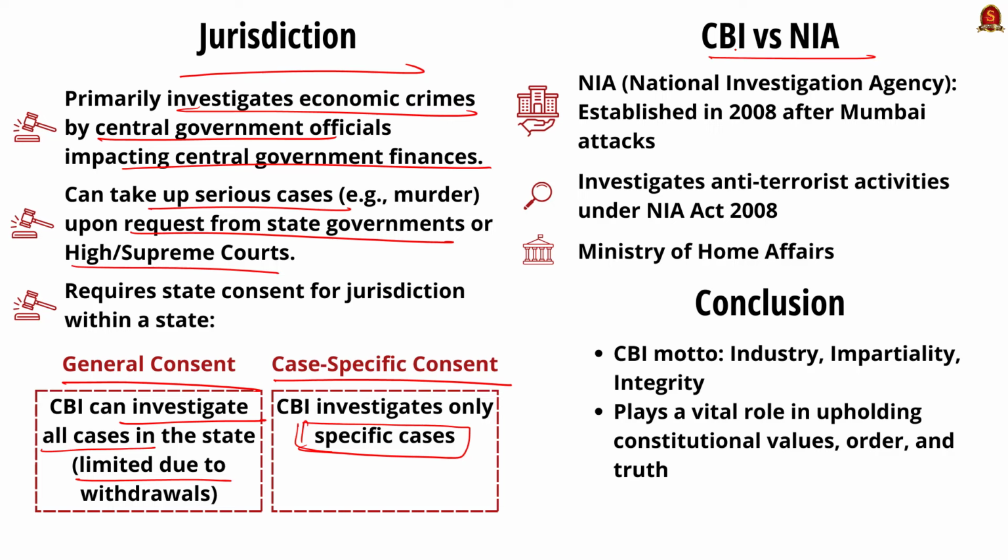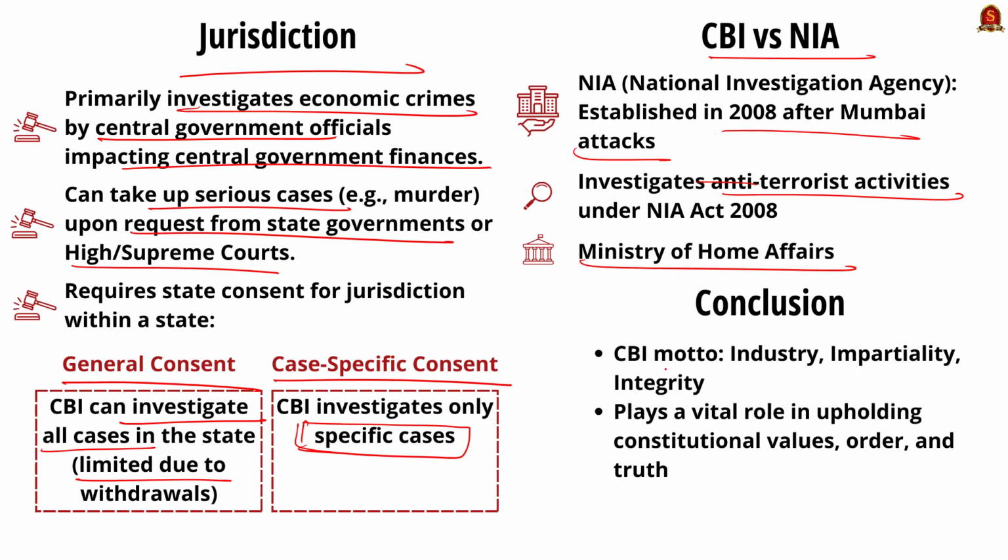The National Investigation Agency was established in 2008, followed by the Mumbai terror attack. This agency investigates terror activities and it is constituted under the NIA Act of 2008. One of the major differences between CBI and NIA is that the NIA comes under the Ministry of Home Affairs, whereas CBI is under the Ministry of Personnel, Public Grievances and Pension. The CBI investigates mainly specific cases mostly related to corruption, while NIA investigates cases that fall under the scheduled offences of the NIA Act of 2008.